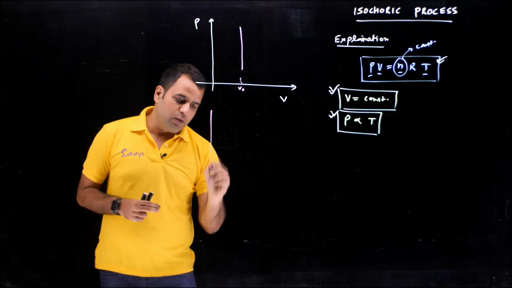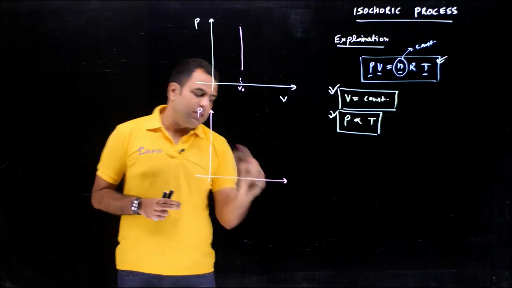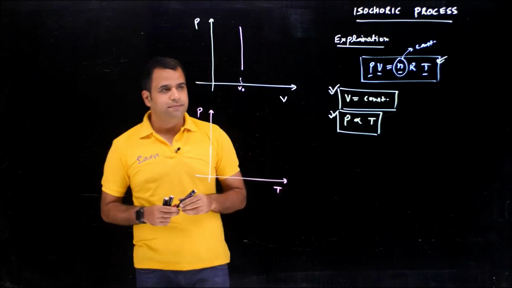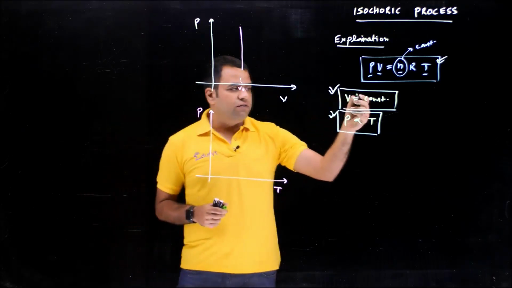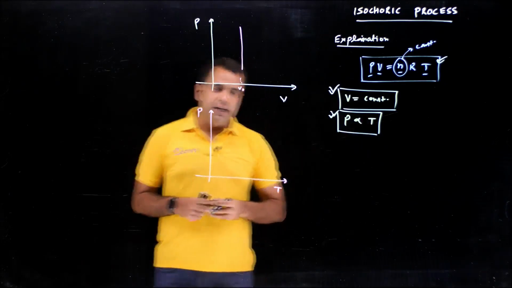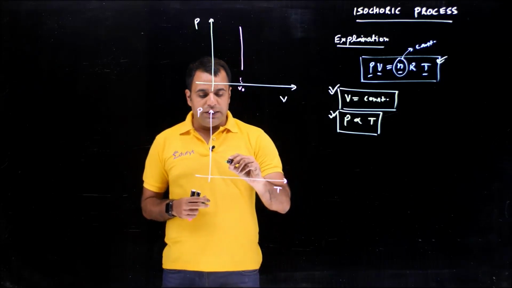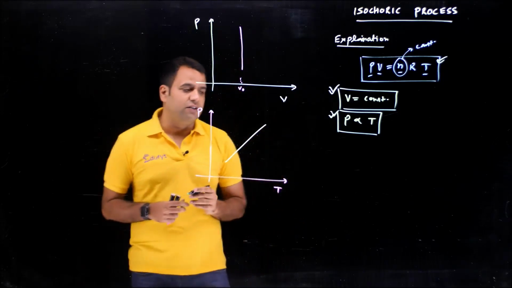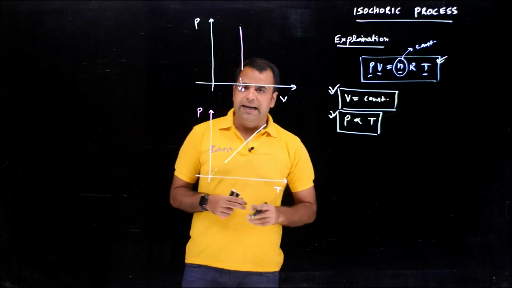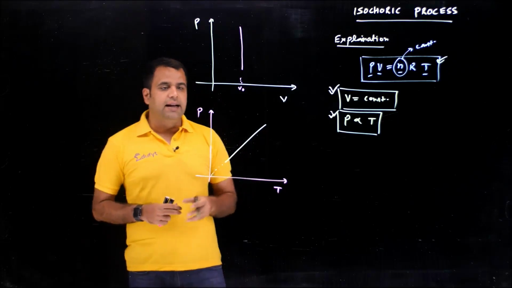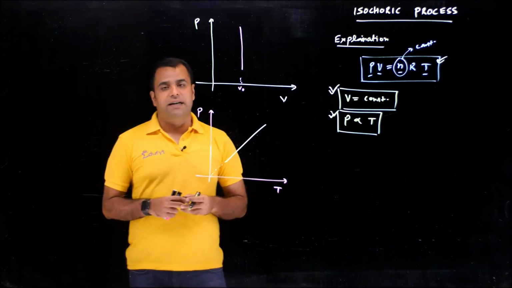Now let's go for another one. We want to make the graph, but this time with pressure as a function of temperature. If I want to make the pressure as a function of temperature graph, we'll not be going with V is constant, we'll be going with P is proportional to T. So P is proportional to T gives you a straight line passing through the origin. You'll have this kind of graph, which if extended will pass through the origin. So this tilted straight line represents the isochoric process in the PT graph.